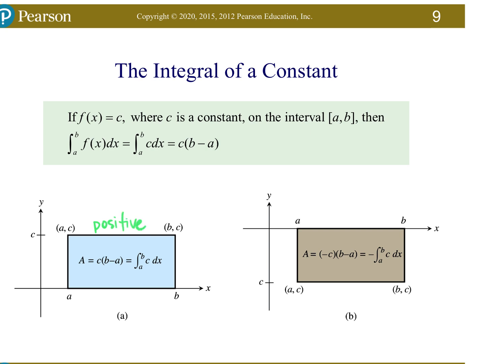And the area in this case would be the distance from B to A. So the base is B minus A, and the height is just C. So that's a positive value. Whereas the other one is below the x-axis. And so the base is still B minus A, but the height is negative C. And that will be equal to your area.